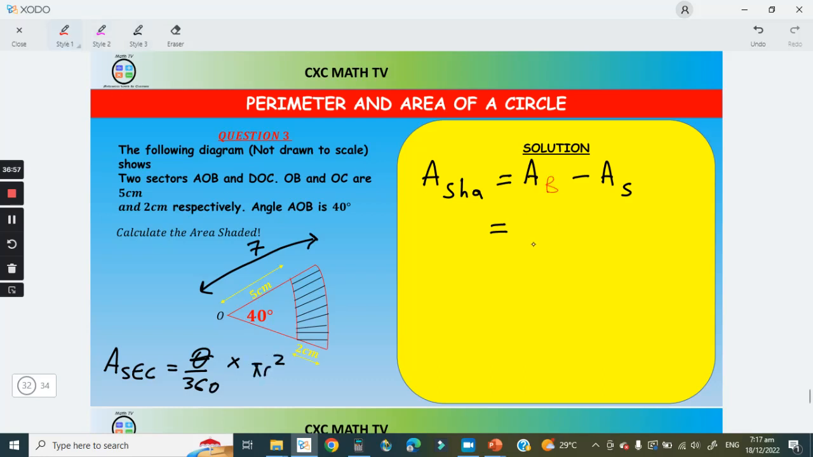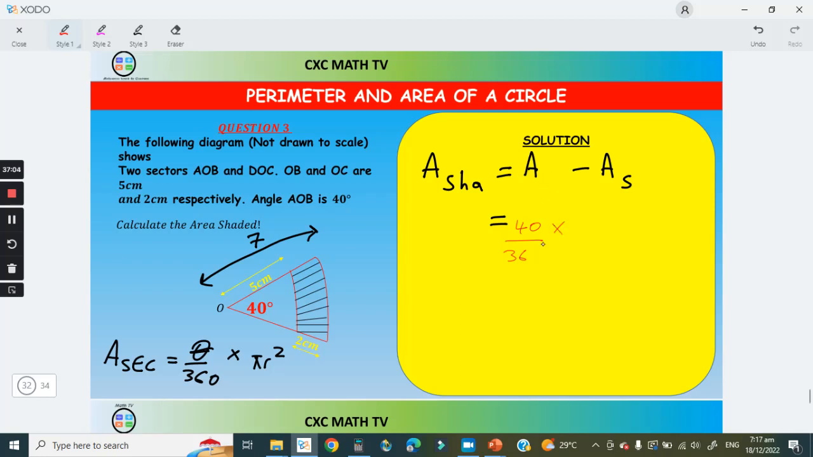So now it is just going to be the area of the big sector, 40 over 360 multiplied by pi r squared, pi times 7 squared. That's the big sector. Minus 40 over 360 times pi r squared. But the radius of the small sector, the small piece here, is what? 5. 5 squared. So in that case, we just work it out now.